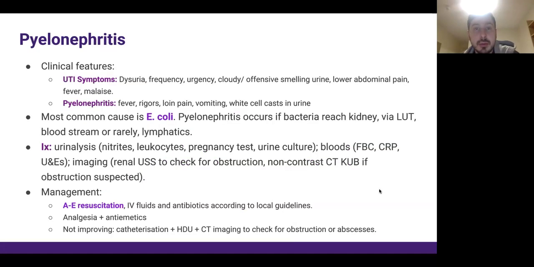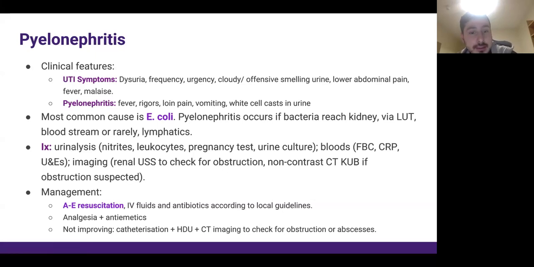So pyelonephritis, you might remember from the previous clinical year, is infection of the kidney. So you'll have your lower UTI symptoms, so the dysuria, frequency, urgency, low abdominal pain, fever. But when this progresses, ascends up into the kidney, you'll have more severe symptoms such as loin pain, vomiting, rigors, and feeling very unwell. The most common cause, again, because it's a urinary tract infection, is E. coli.